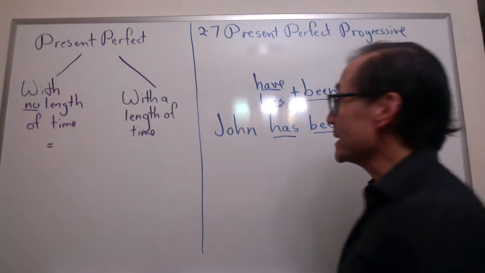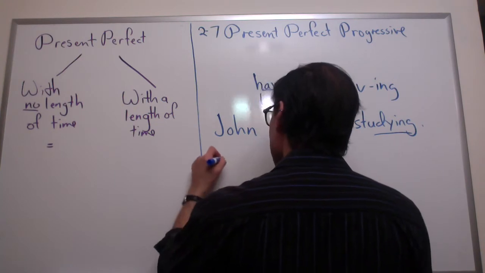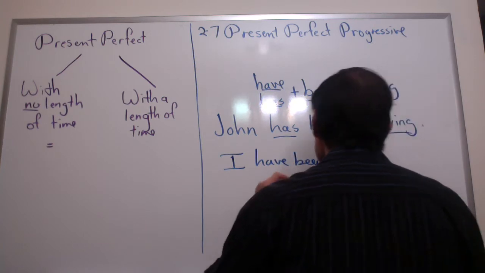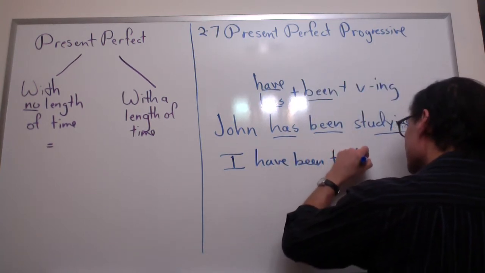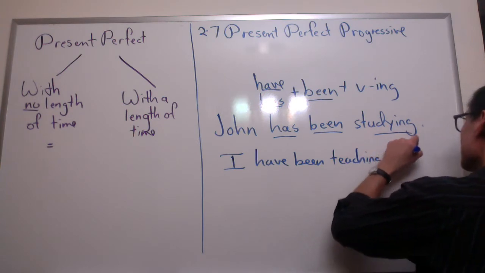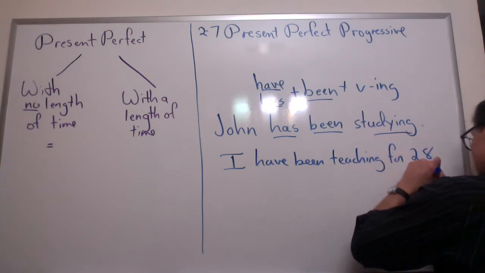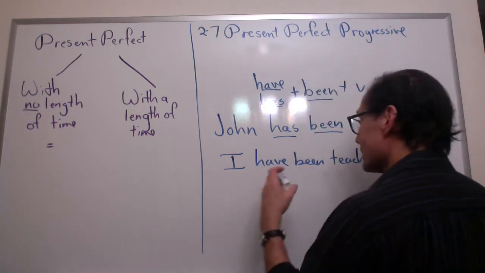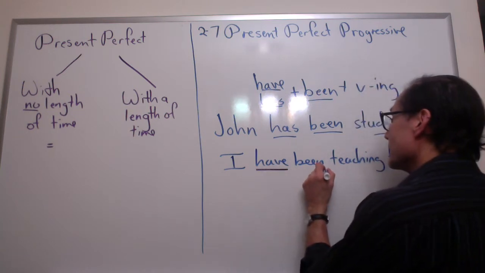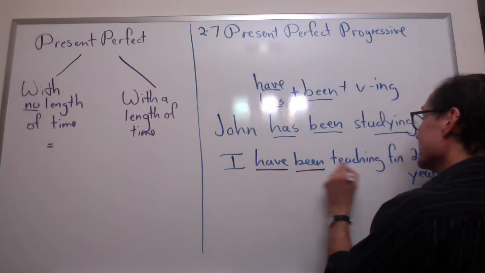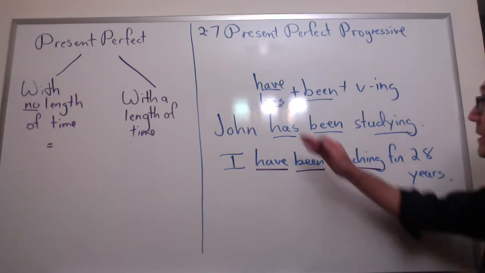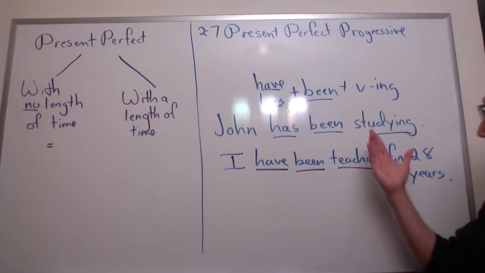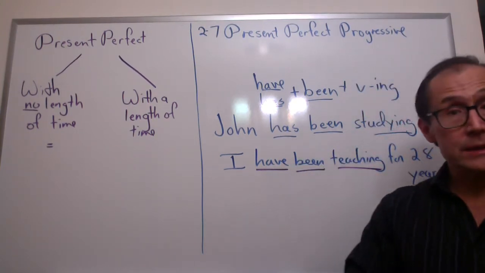Okay, let's do another example. I might say, I have been teaching for 28 years. And notice again, we have have or has, plus been, plus verb ing. So have, has, plus been, plus verb ing. Okay? So we haven't talked about what these mean yet, but that's how I make a statement.